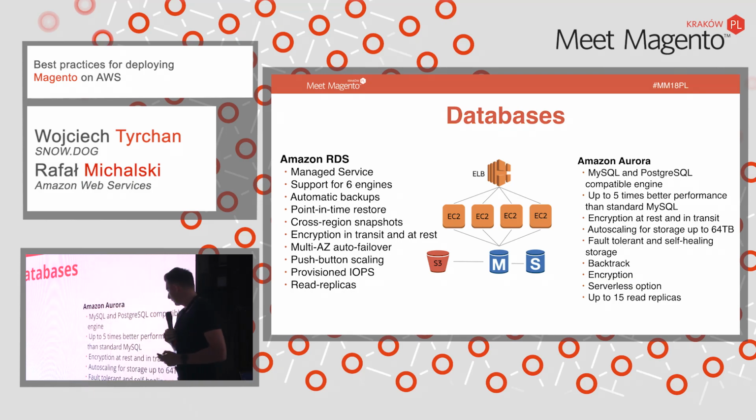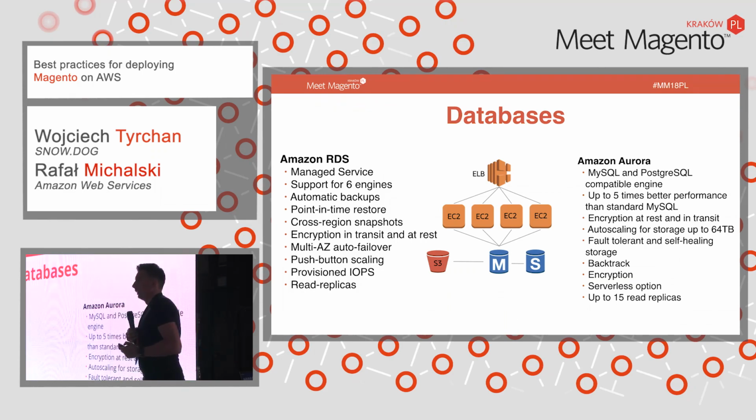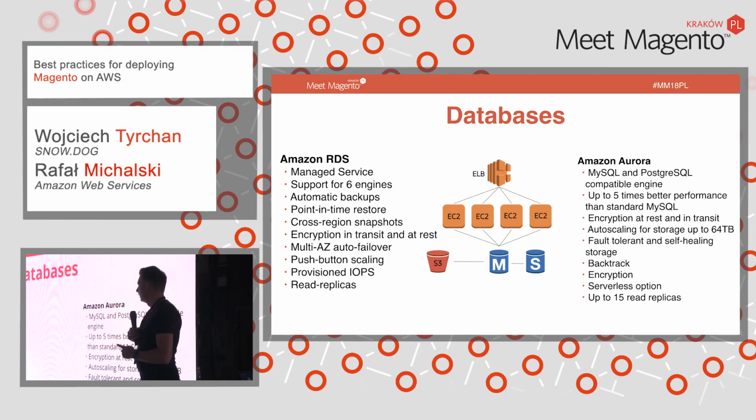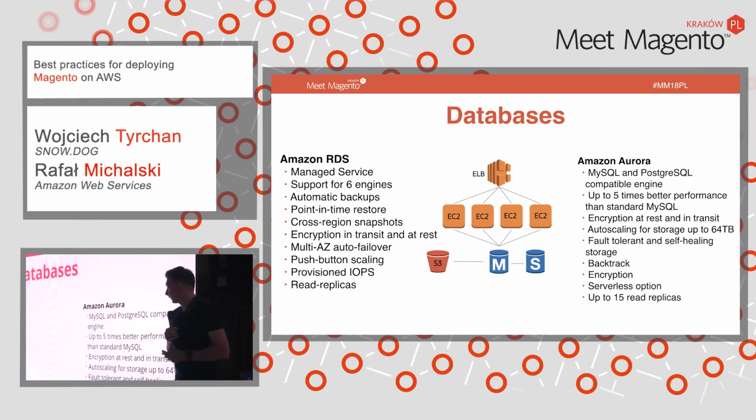Encryption, I already mentioned it. And then there's an option for serverless, which means that first of all, there is no server to manage. You pay only when your application is using the database, and it scales automatically. So there is no need anymore to scale not only storage but also compute. And it can have up to 15 read replicas, so it's 3 times more than all other options in RDS.